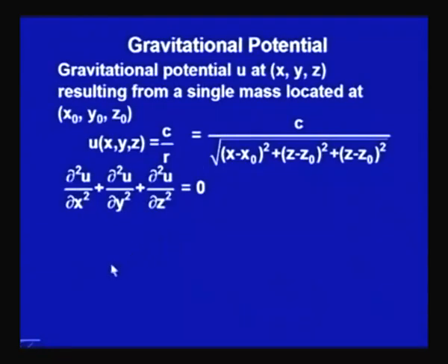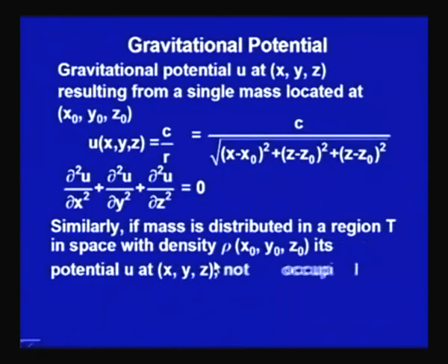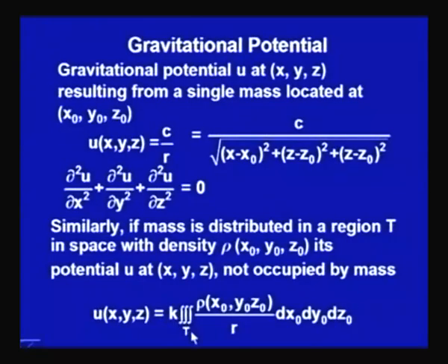Now, similarly, if we define masses distributed in a region T in space with density rho of x naught, y naught, z naught, then its potential u at the point x, y, z not occupied by the mass is given as k times the integral over the region T of rho of x naught, y naught, z naught upon r dx naught dy naught dz naught. Again this satisfies our Laplace equation, since the integral is with respect to x naught, y naught, z naught, rho does not depend on the point x, y, z, and again 1 upon r has Laplacian 0.